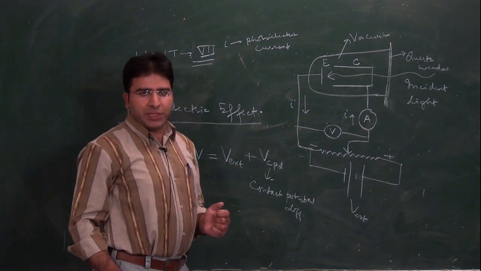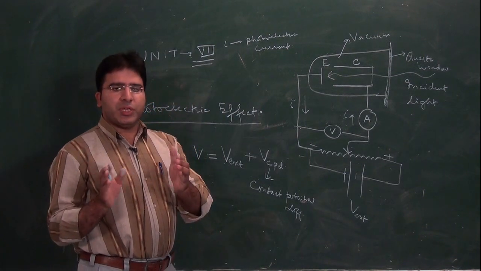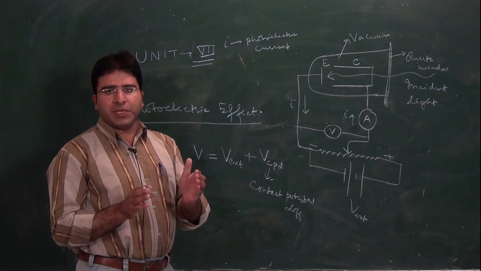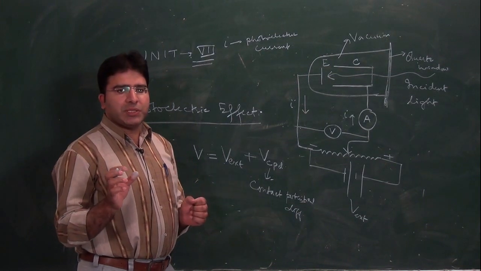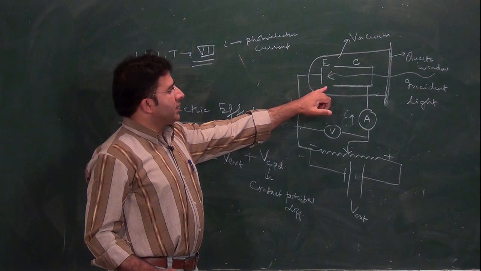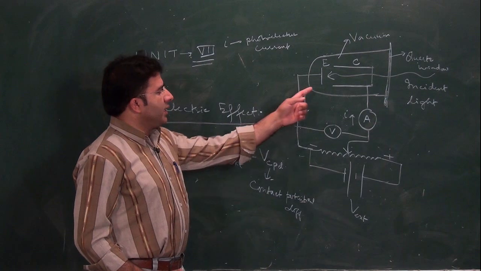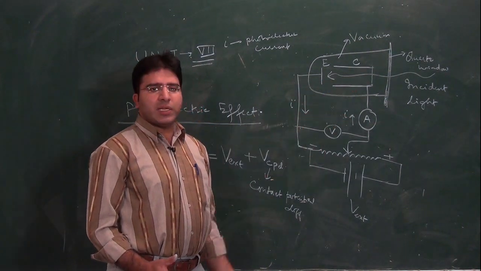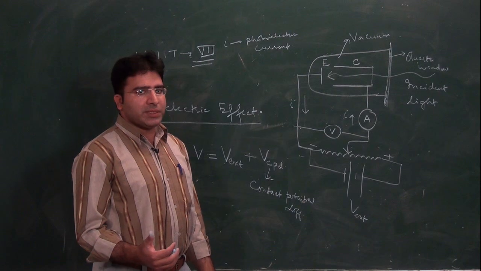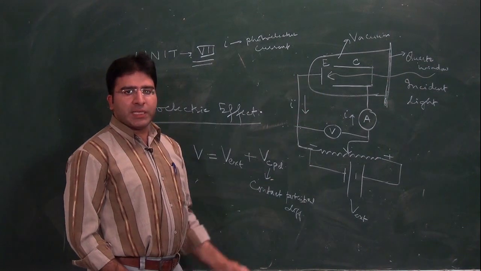If there are two materials which are dissimilar in nature, there is always some potential difference between them. We call that potential difference the contact potential difference. In studying the photoelectric effect, in most circumstances, emitter and collector electrodes are made up of dissimilar materials. Therefore, there is already a contact potential difference between emitter and collector.